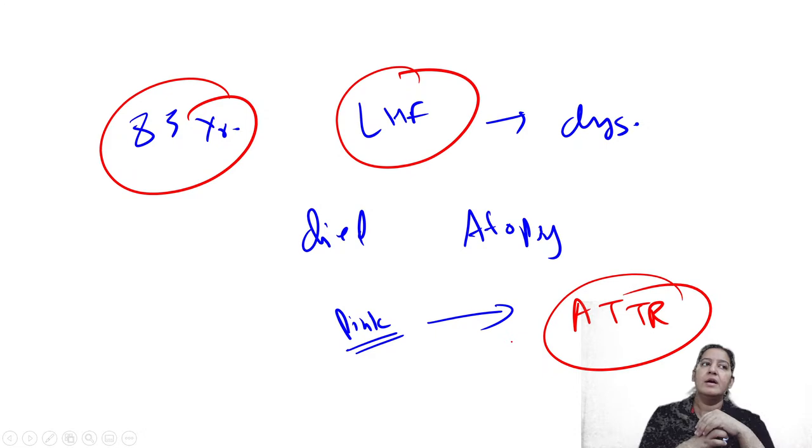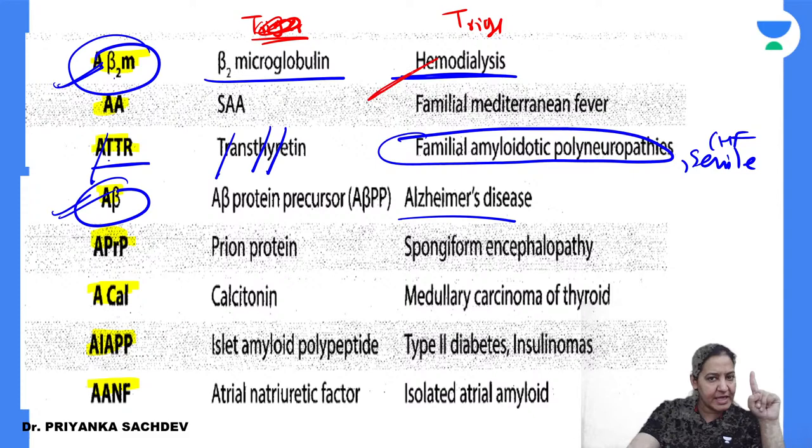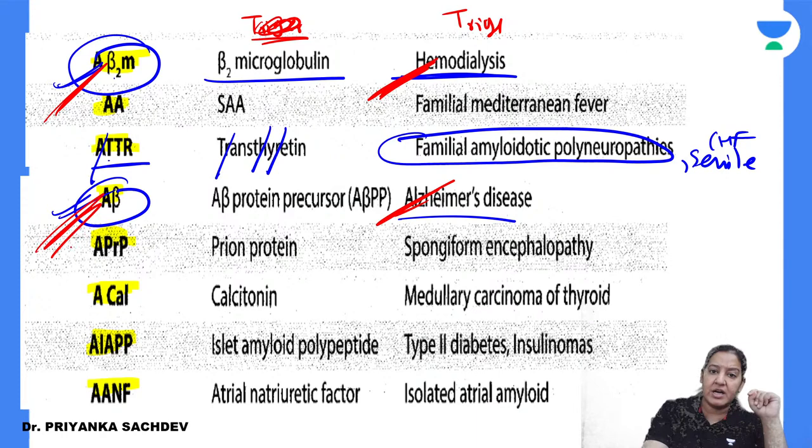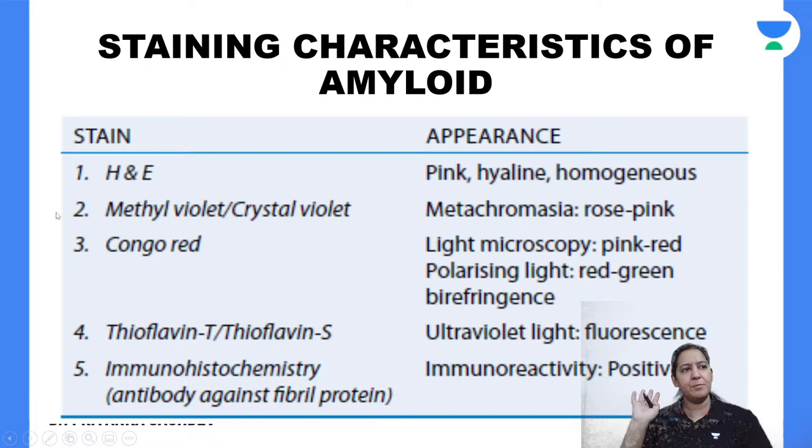So these types of questions can come in your exam based on amyloidosis. If the trigger is hemodialysis, go with A beta 2. If the trigger is Alzheimer, go with A beta. If the trigger is senile heart failure, go with ATTR. Everyone give me a thumbs up. You got this point? The next important point here is the various types of pneumoconiosis.